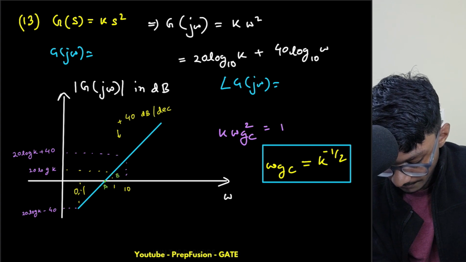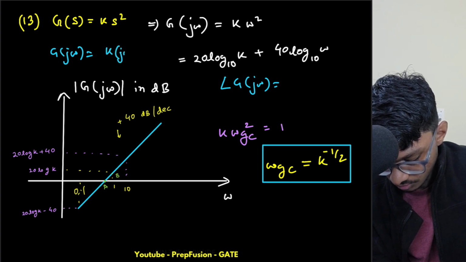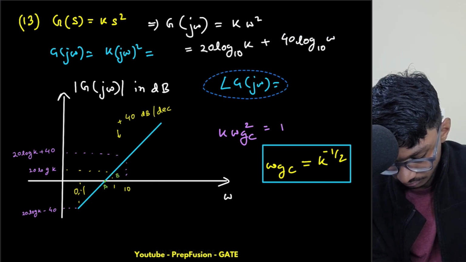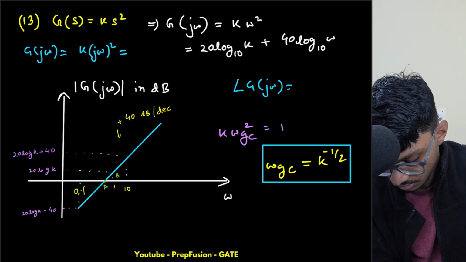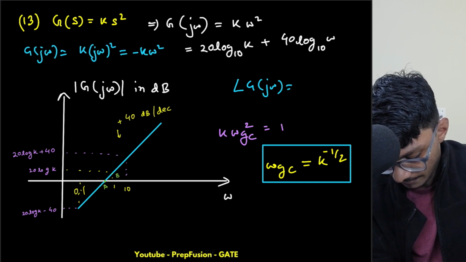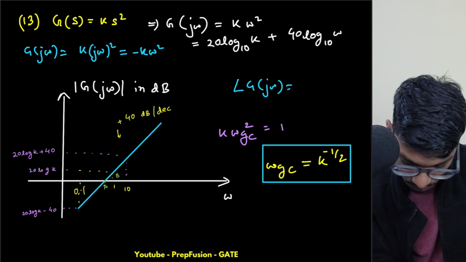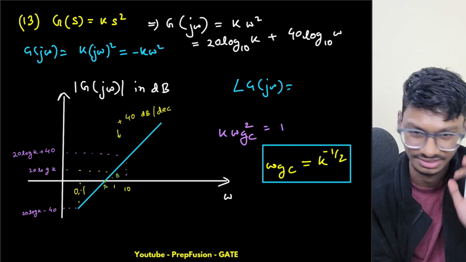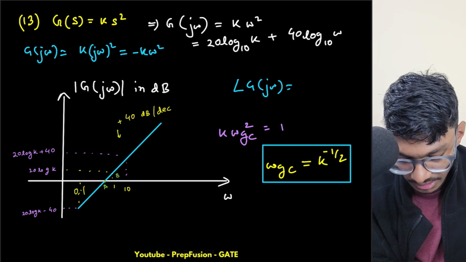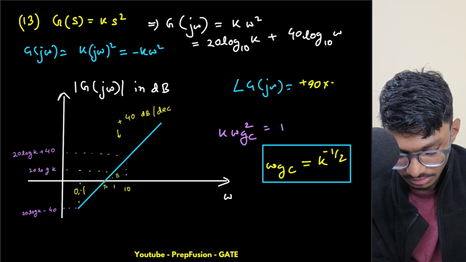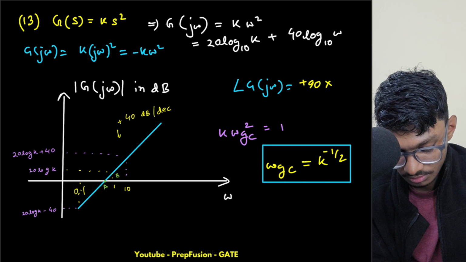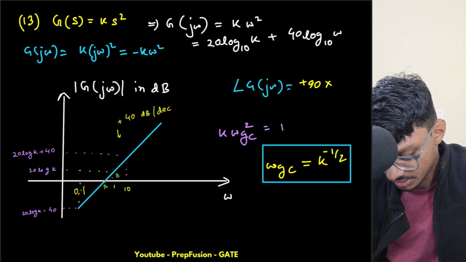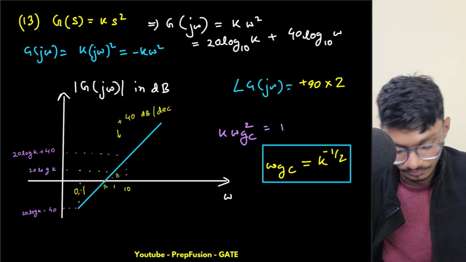(j omega) equals K (j omega) whole square. So this is how much? This is minus K omega square. So obviously minus is there, so obviously we're getting 180 degree angle, either plus 180 or minus 180, it doesn't matter. But I will just write it in terms of plus 90 times n. Plus 90 times 2 is also 180, which you can say is minus 180 also.